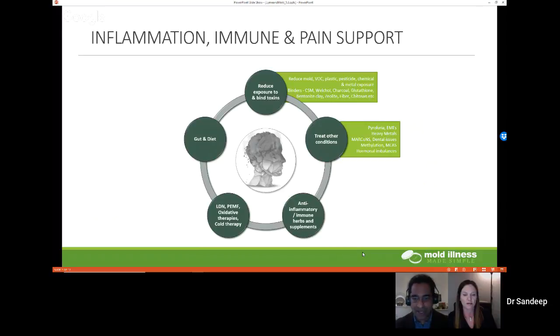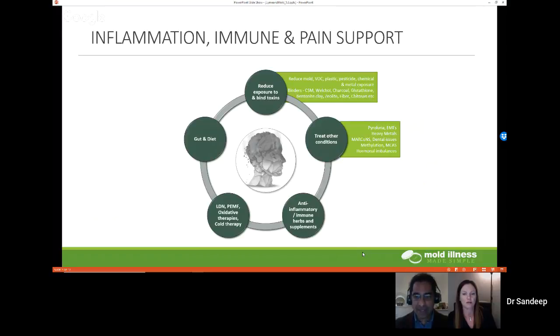Number 2, treat other conditions. There can be a whole bunch of associated conditions with Lyme and mold, and some of them include what we call pyroluria. There's a lot of information on that on the web if you want to look it up. Electromagnetic frequencies can be an issue for many people. Heavy metals, as Dr. Nicola already mentioned. MARCoNS, as I mentioned. Dental issues can be a big issue, and if you haven't had an assessment with a holistic dentist at some point, I highly recommend that. Methylation can be an issue for some people, and for some of us, doing one of the panels on methylation can be extremely helpful.